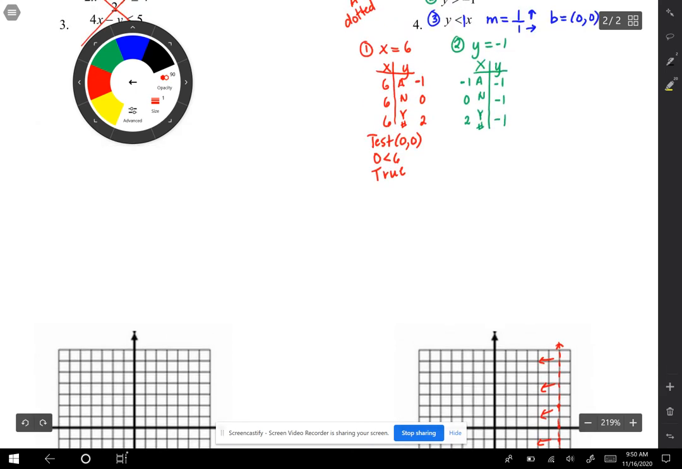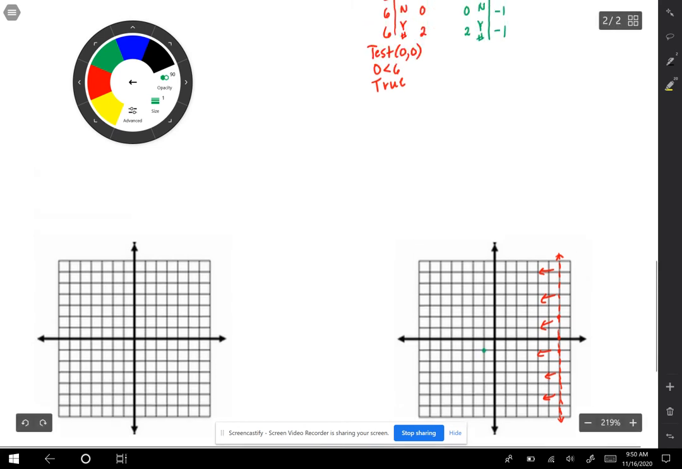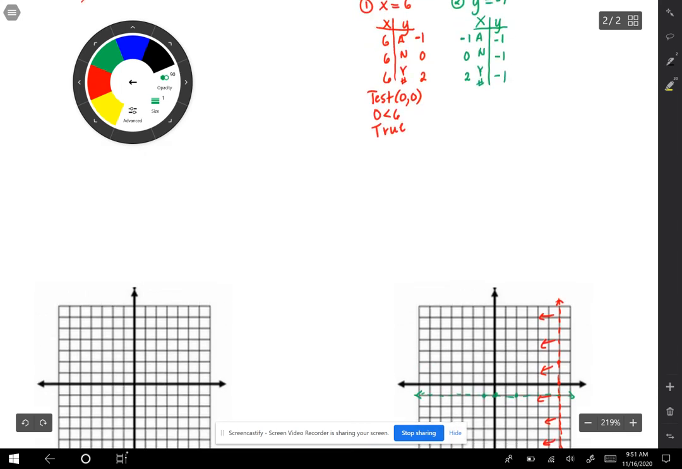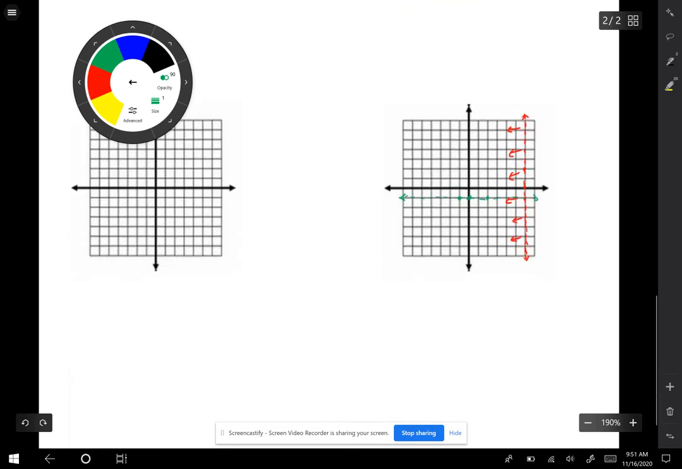Okay. Now let's do inequality number 2, -1, -1, 0, -1, and 2, -1. That's also a dotted line. And we can test 0, 0. So when we test 0, 0, y, which is 0, greater than -1, that's true. So 0, 0 is on this side of the line, and it's true.